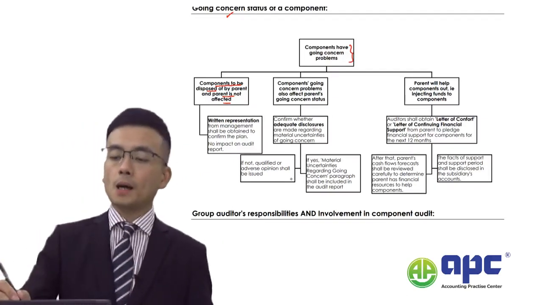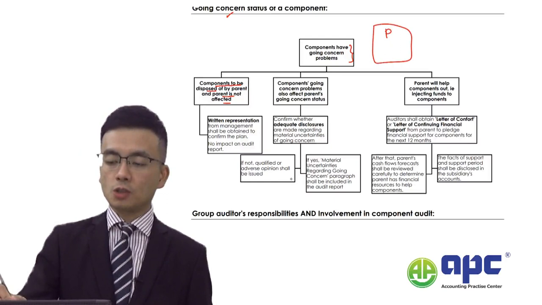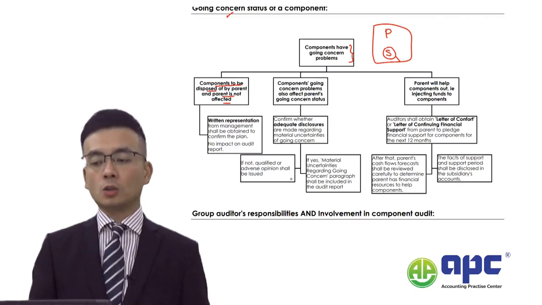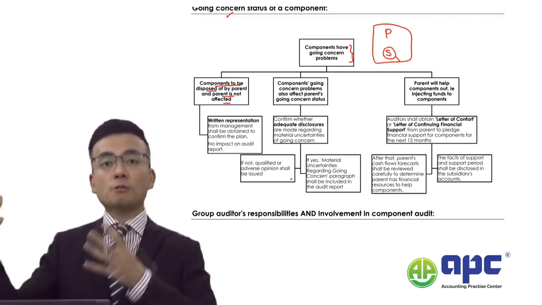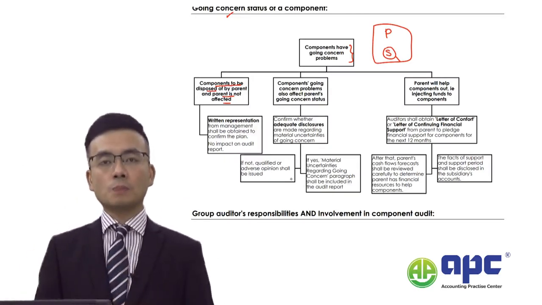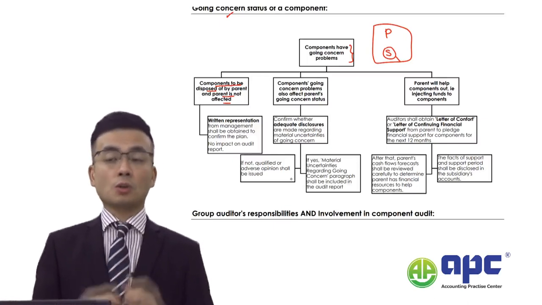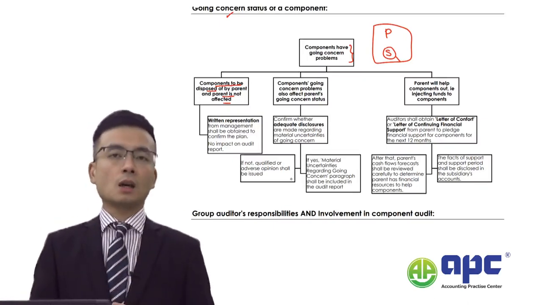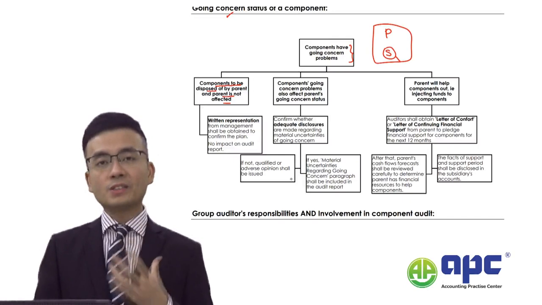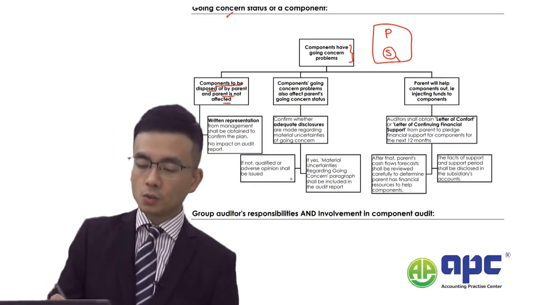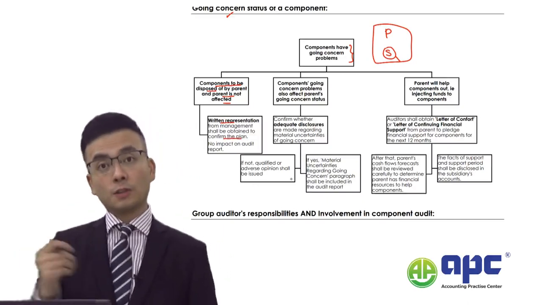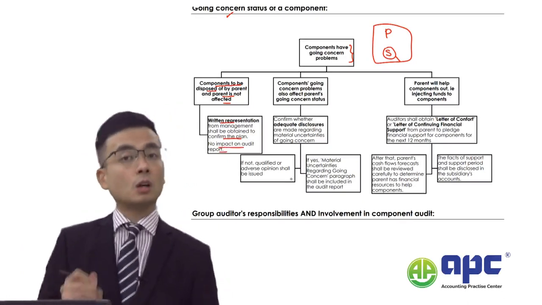So, for example, we've got a group here with a parent and a subsidiary. That subsidiary is loss-making and about to go bust. It's no longer a going concern entity, but luckily the parent company disposed of it during the year, so the group and the parent are not affected. It doesn't need to assume the subsidiary's liabilities, so it's not responsible for bearing subsequent liabilities that the subsidiary has. So what we need to do from the external auditor's point of view is obtain written representation from management to confirm you've got a plan to dispose of that subsidiary, and there'll be no impact on our audit report as well.